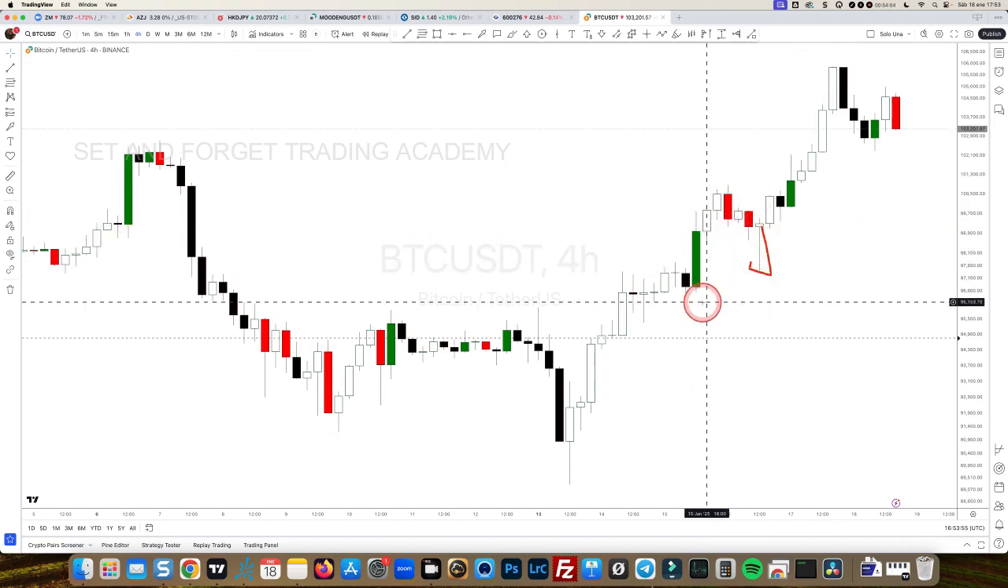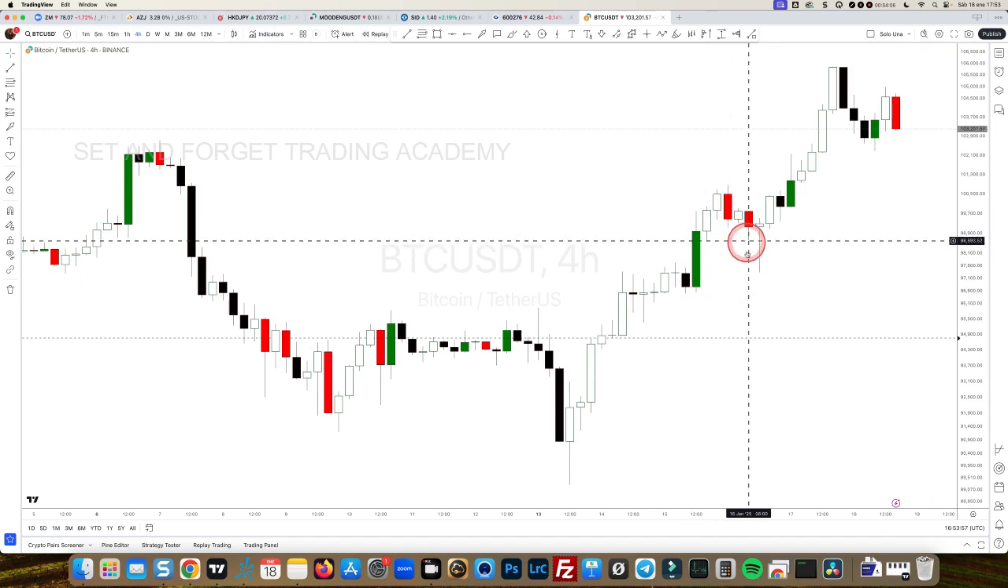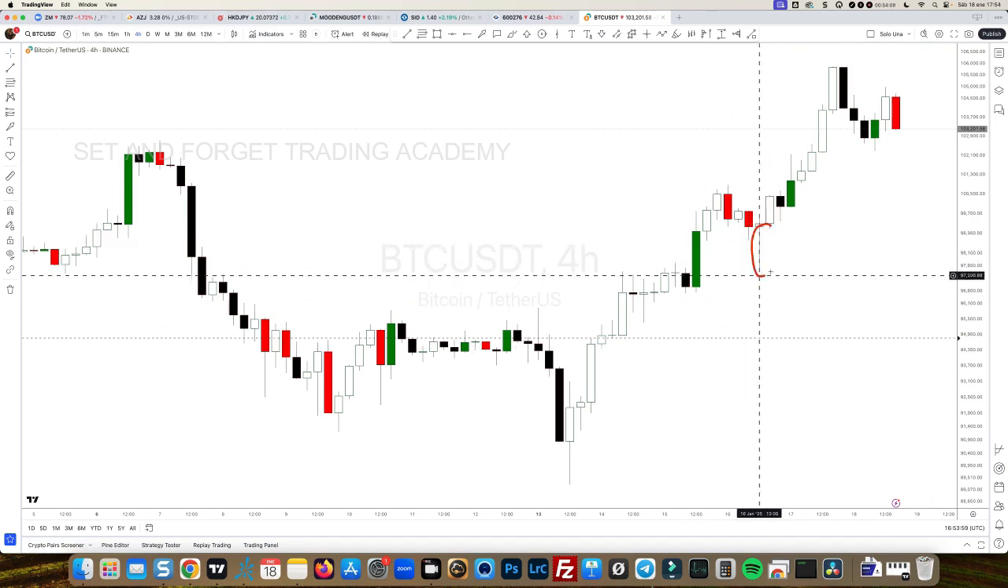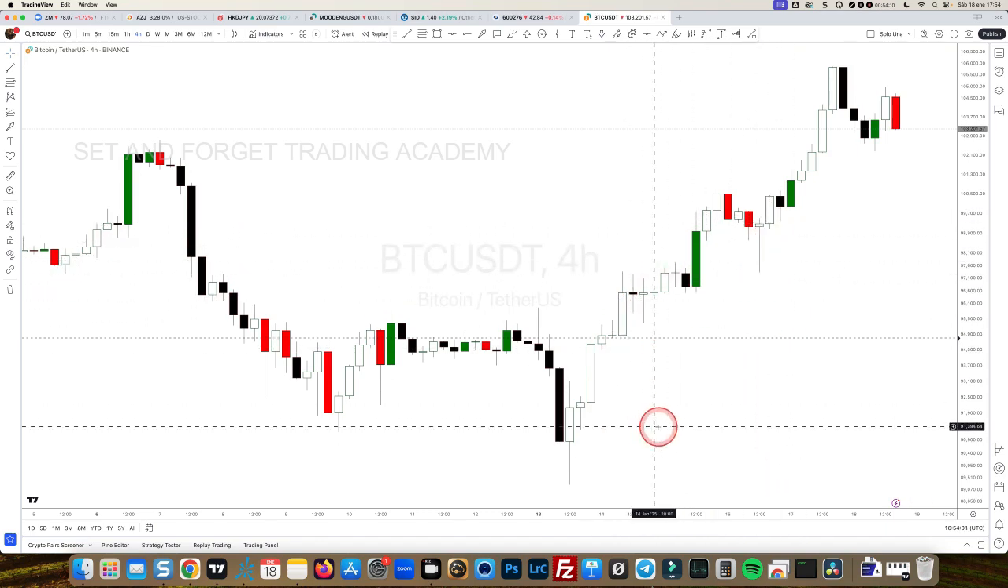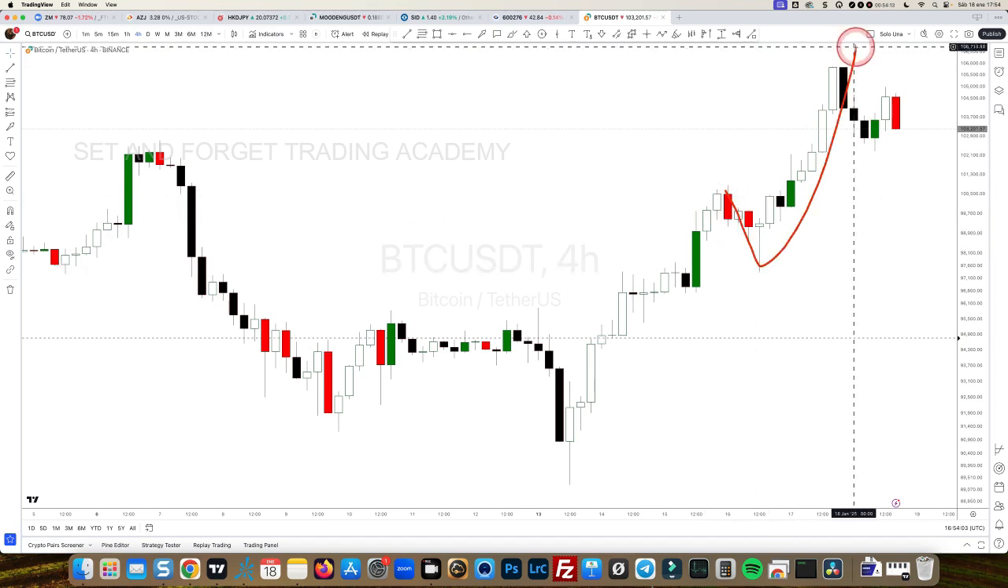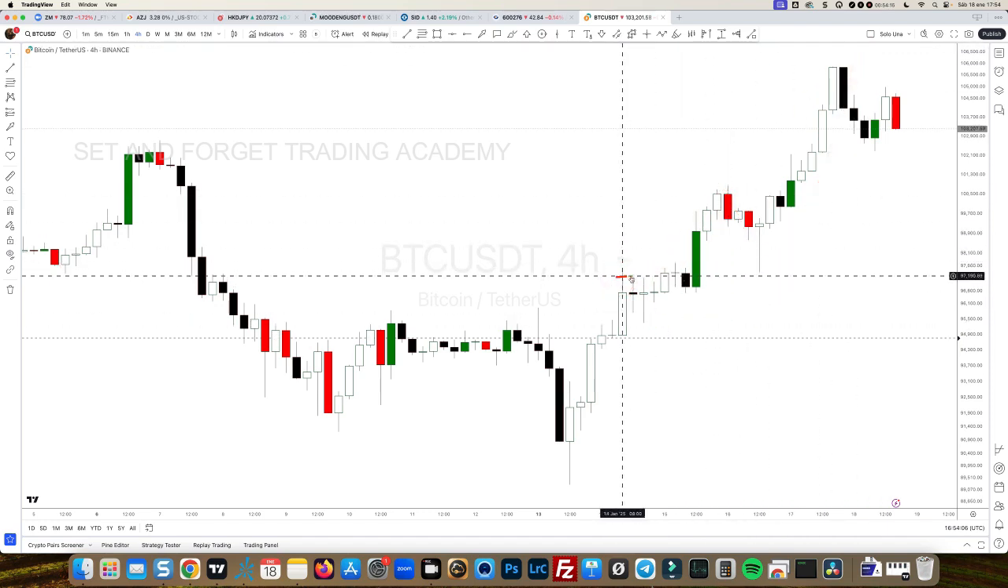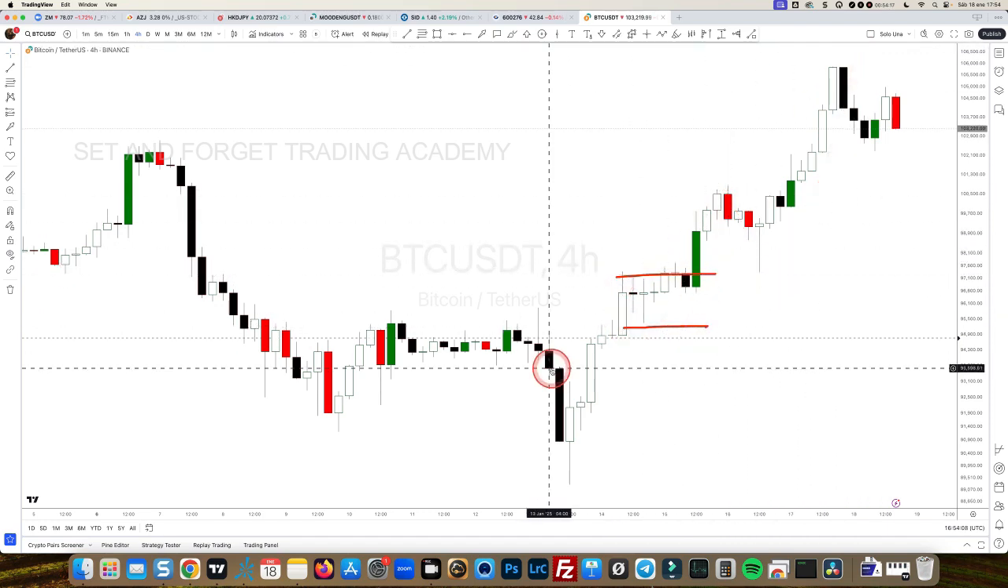Very large wicks also form valleys and peaks. Yeah, they have to be larger than the average. As you can see, this is larger than the average wick that you see on the chart. Okay, so this is a valley. This is not a valley. All these candlesticks are sitting in the same range.